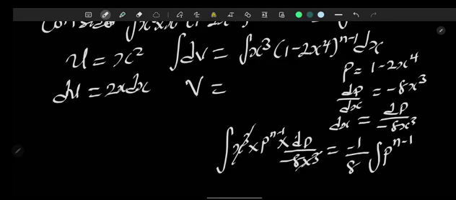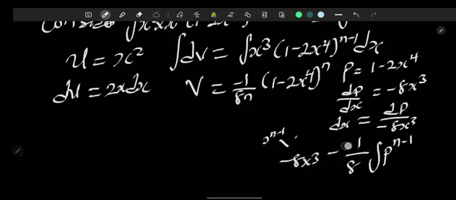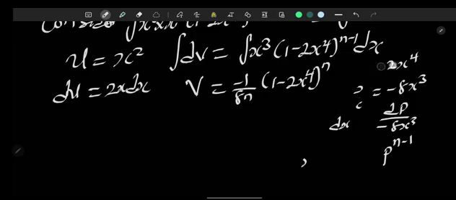So in summary now, this is going to be minus 1 over 8n, then 1 minus 2x raised to power of 4 to the power of n. So let me remove this because we don't actually need that again. Don't need that anymore.